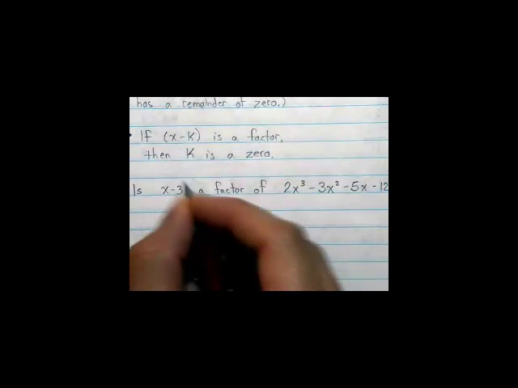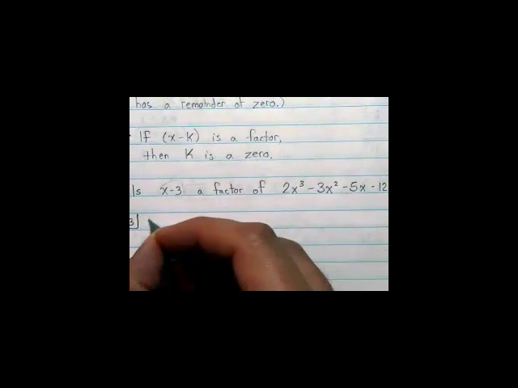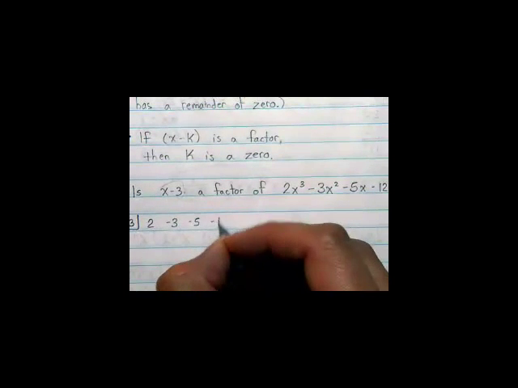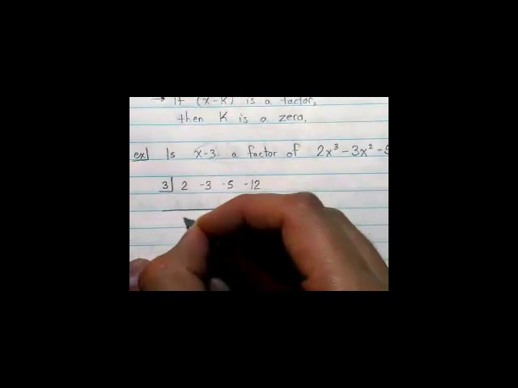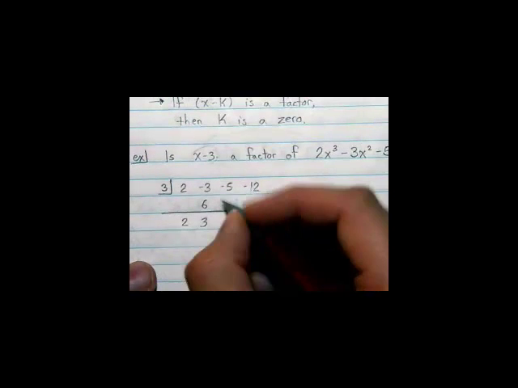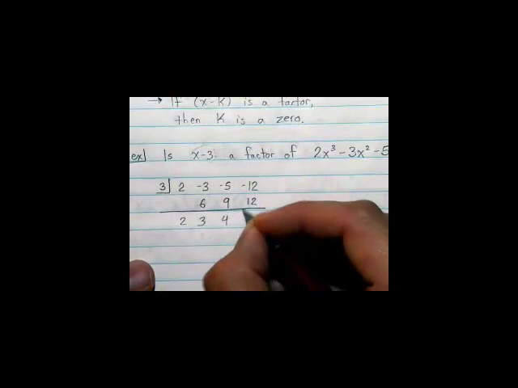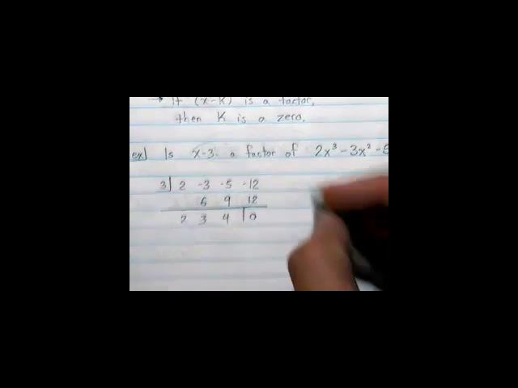So if it's x minus 3, that means 3 is going to go in the box. Then I'm going to take my coefficients here, 2, negative 3, negative 5, negative 12. And let's do that synthetic division. So bring down the 2. 3 times 2 is 6. Add those up, it's 3. 3 times 3 is 9. Add those up, it's 4. 3 times 4 is 12. Negative 12 and 12 is 0. So, do we have a factor? Yes, indeed.